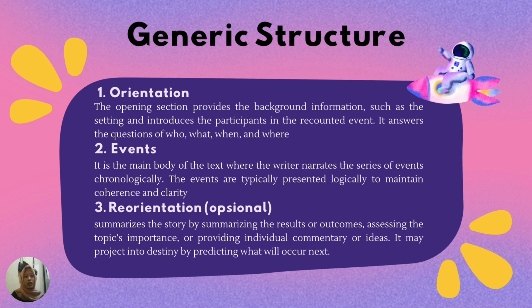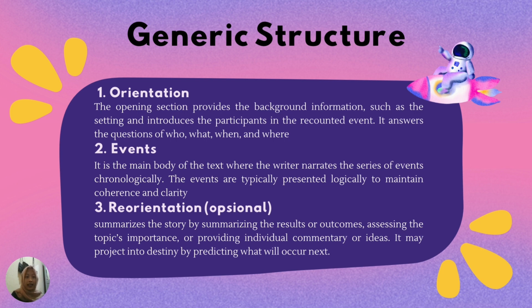The next is the generic structure of recount text. In the recount text, there are three generic structures. The first is orientation, second events, and third reorientation. Orientation is the opening section that provides the background information such as the setting and introduces the participants in the recounted event. It answers the questions of who, what, when, and where.